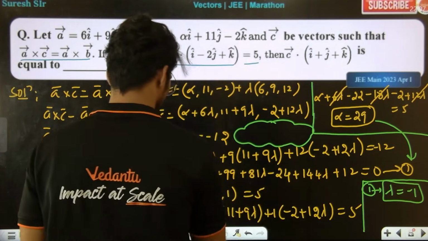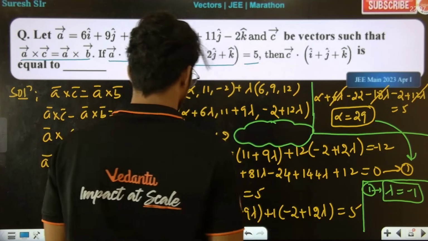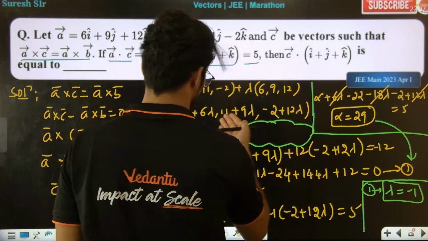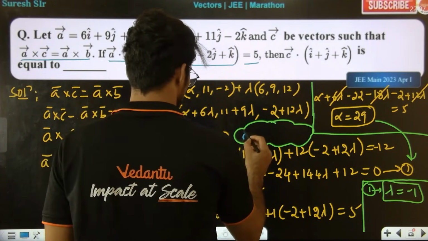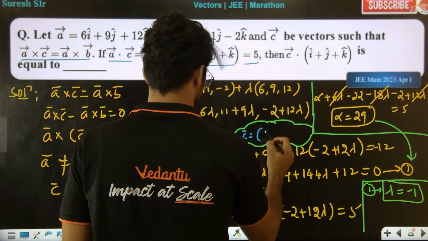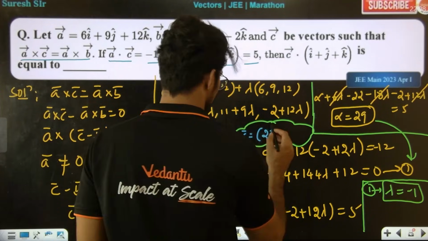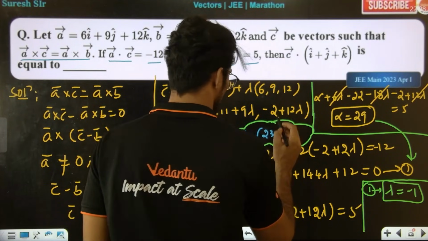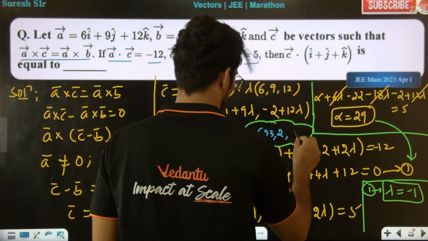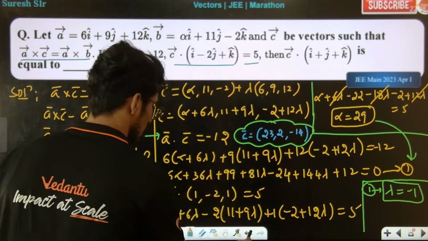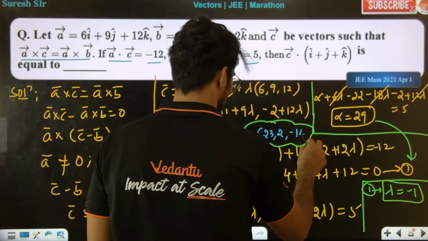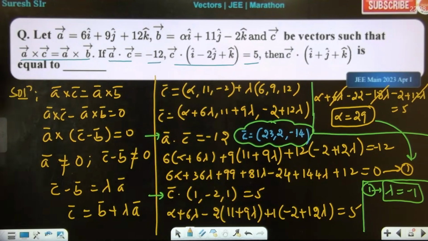Now look at the board, sir. Minus 1 means what basically? 29 minus 6, 23. 11 minus 9 which is 2, and then minus 1, so minus 14. Yes or no, people? 23, 2, minus 14.